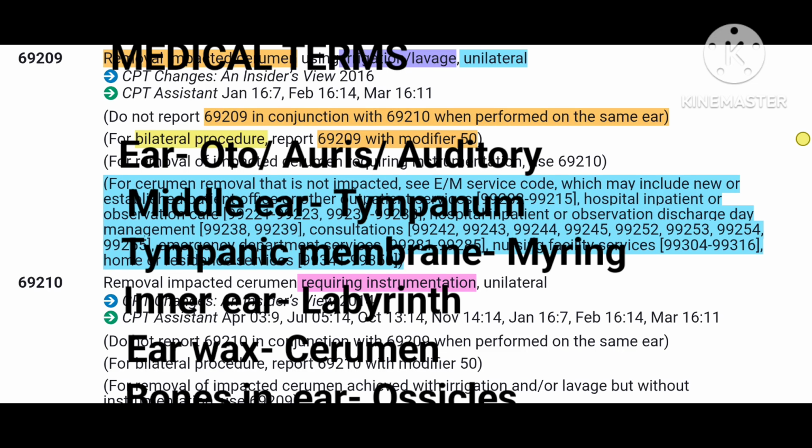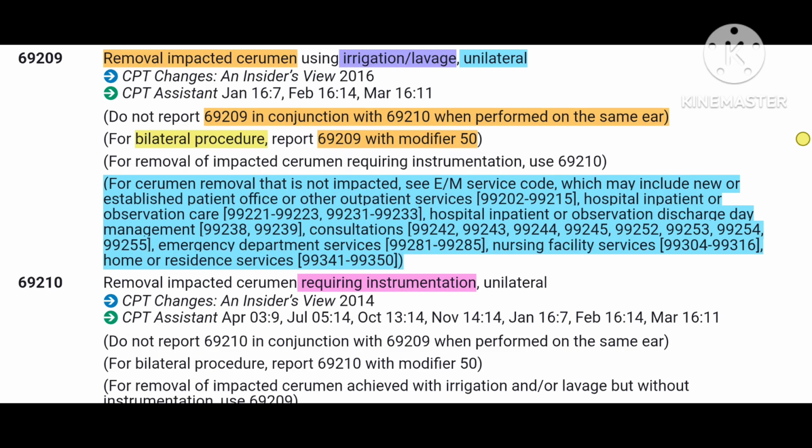In this chapter we don't have many guidelines, but we will discuss two codes here, 69209 and 69210. Both are used for removal of impacted cerumen. We all know that cerumen refers to ear wax. Here they say that if it is impacted, that means it is hard and stuck ear wax. The difference between these two codes is that the first one is done by irrigation or lavage, and the second procedure is done by instrumentation. If irrigation and lavage is used for removal of hard earwax, we report it as 69209.